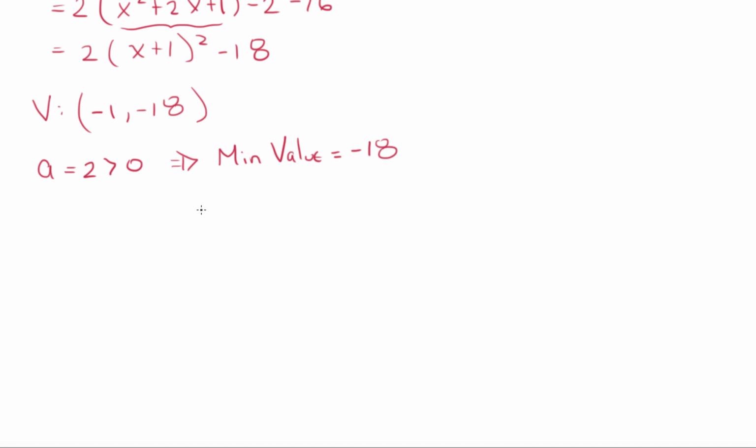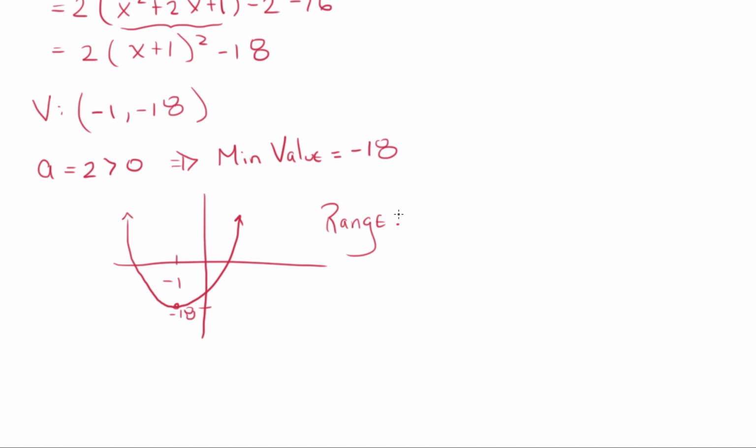As far as the range, it's easier to sketch a graph. It doesn't have to be perfect. Negative 1, negative 18. Again, since a is positive, it opens up. Therefore, you can see from the range, remember the range is all the values of y that is allowable on my function. It starts at negative 18 and reaches up to infinity.